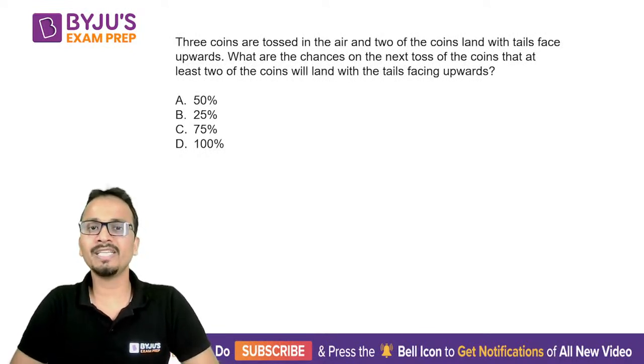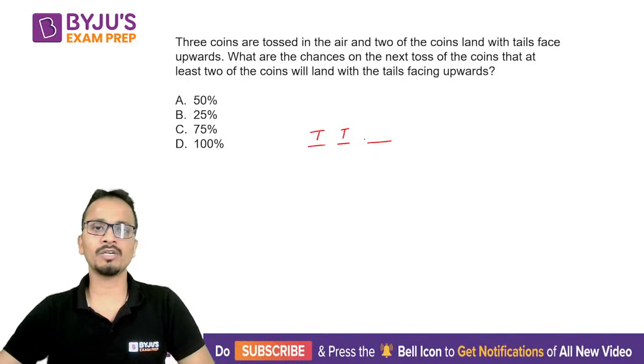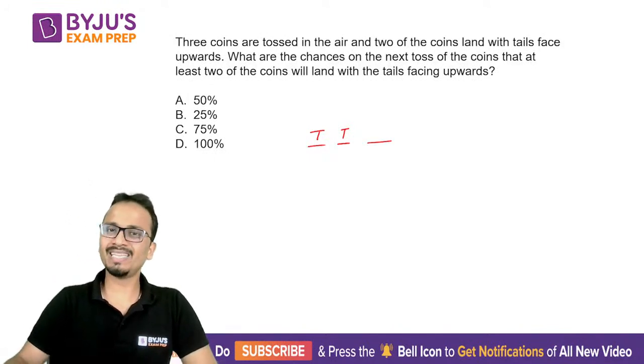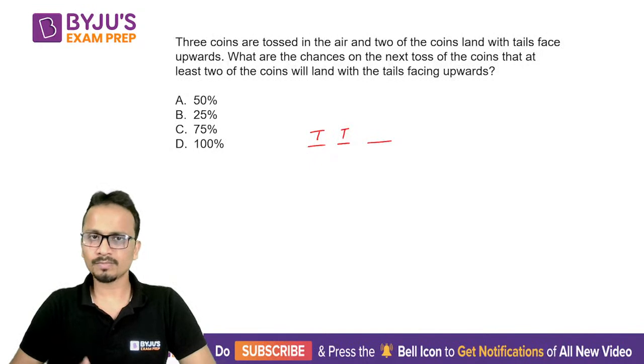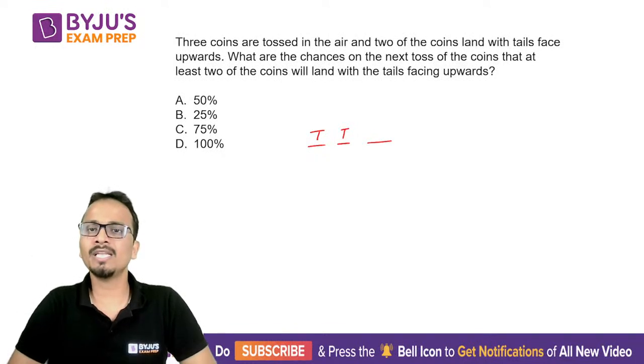So 3 coins are tossed in the air and 2 of the coins land with tails facing upwards. So the first coin has tail, the second coin has tail. I don't know the outcome of the third coin. So what are the chances on the next toss of the coins that at least 2 of the coins will land with the tail facing upwards? So I made 3 coin tosses. The first two have landed with tails upward.